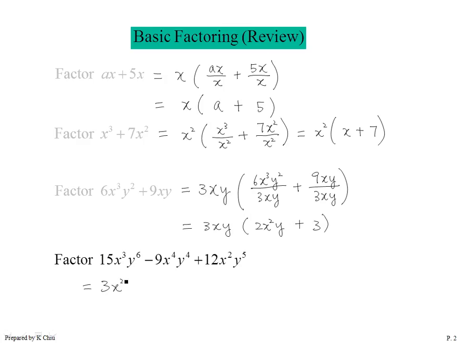How about the variable y? Y to the 6th, y to the 4th, y to the 5th. What do they have in common? Y to the 4th. We look for the smallest exponent, right? So that is the GCF. So I'm going to factor out the GCF. So the leftover would be the original term divided by the GCF minus the original term divided by the GCF plus the original term divided by the GCF.